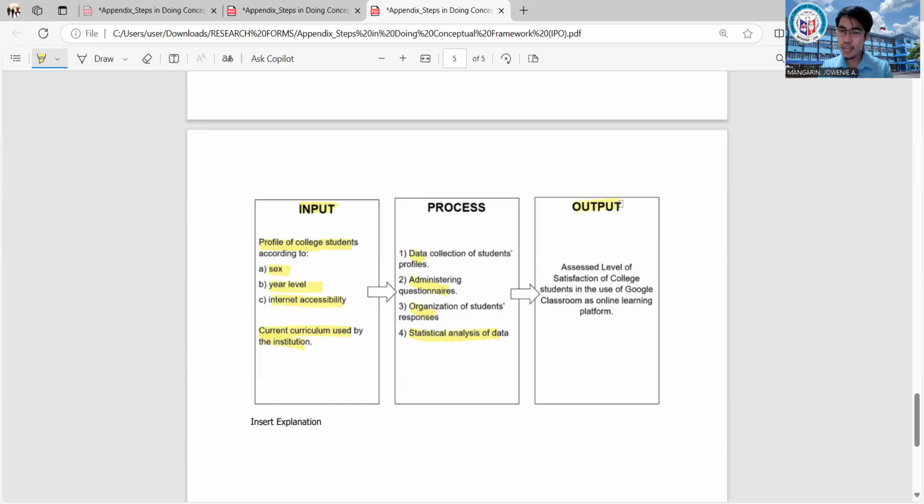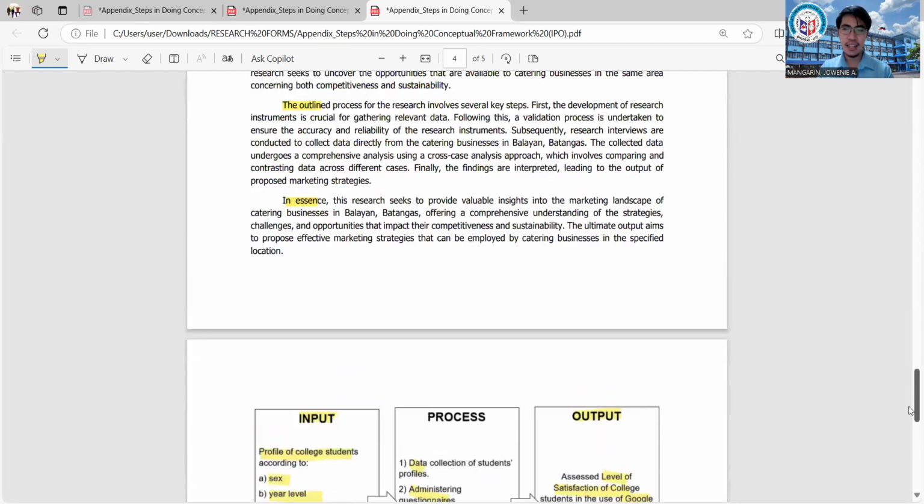Ano yung nilagay nila sa output nila? Ma-assess yung level of satisfaction ng mga college students in the use of Google Classroom when it comes to online learning. So that's it. That is an example of output. That is an example of discovery as well. Kasi hindi naman pag sinabing output, kailangan mga plan agad. Pag sinabi nating output, it could be the contributions na pwede nating maibigay doon sa institution na pinagawa natin ng study. Then after that, you just have to put here an explanation of that particular IPO model that you use, katulad nung meron tayo dito sa taas.